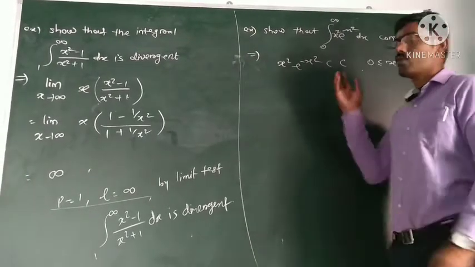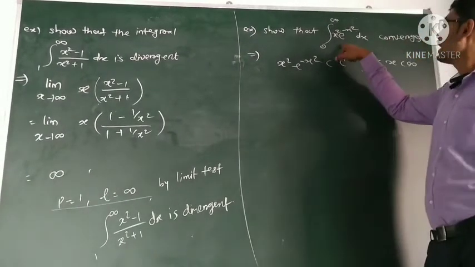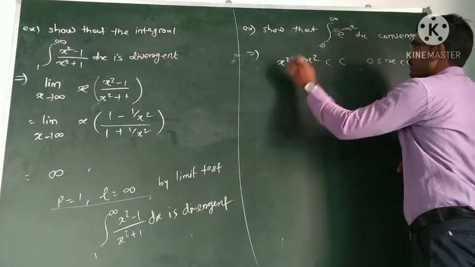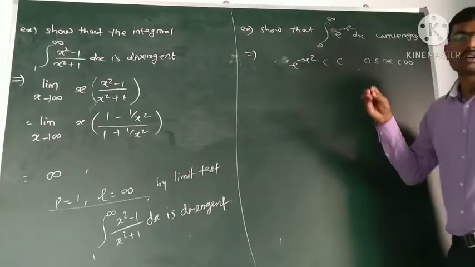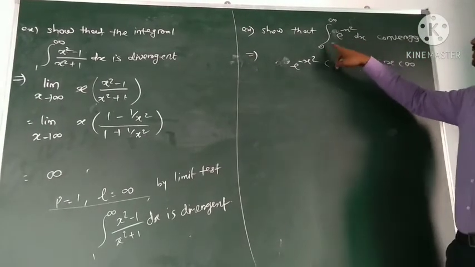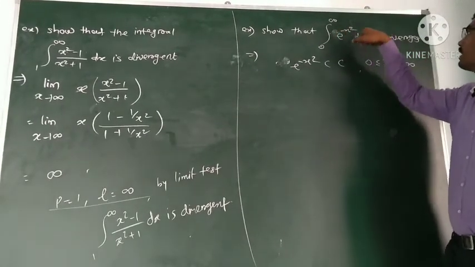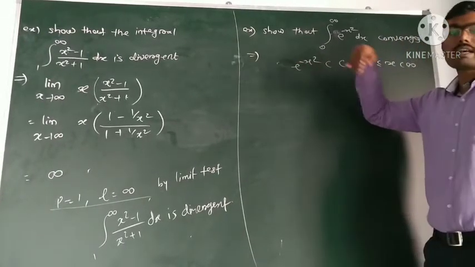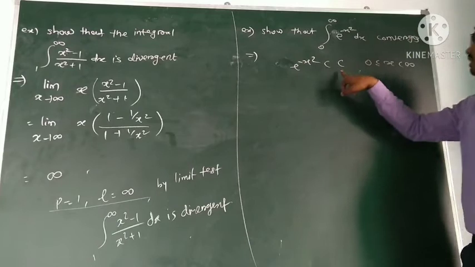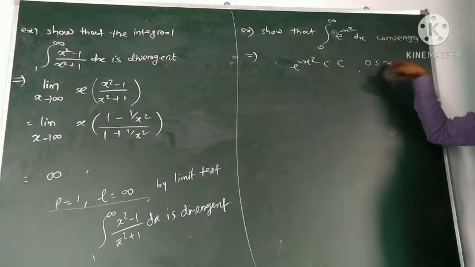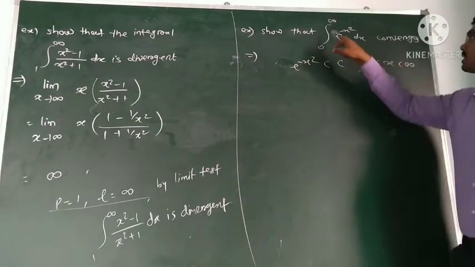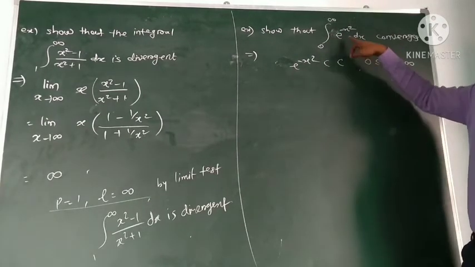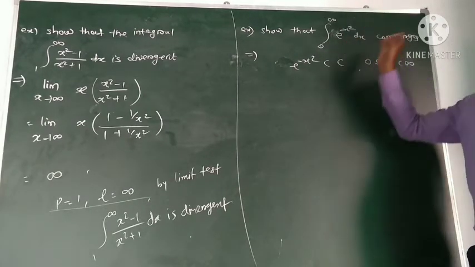Sorry, here the question is to check the convergence of e raised to minus x square. The question is: show that the integral from 0 to infinity of e raised to minus x square is convergent, and we know this function e raised to power minus x square is always continuous for x between 0 and infinity. So let's correct the question. The question is to show the integral of e raised to power minus x square is convergent.